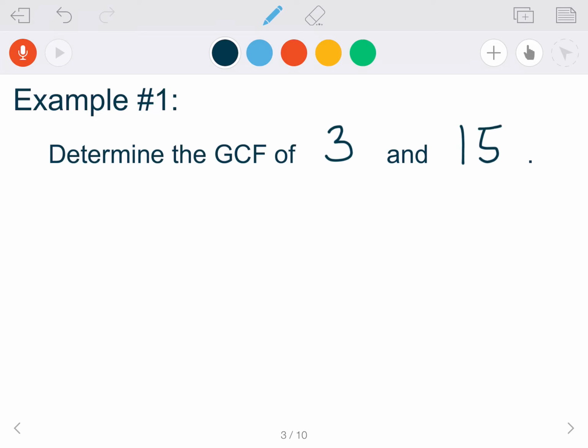Now, when we find the greatest common factor, our goal is to break down every number or every term that we see into its most basic components. Most basic, in this case, means its prime factorization, so that the only factors that we are left with are prime numbers. Let's see what that means. I am going to create a tree with 3 and with 15. And I'm going to go ahead and separate them with a line here. So we have 3 and 15.